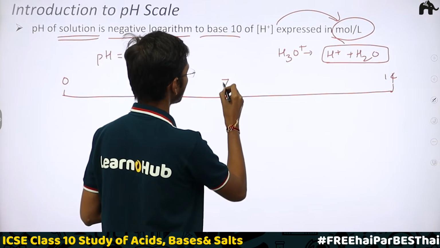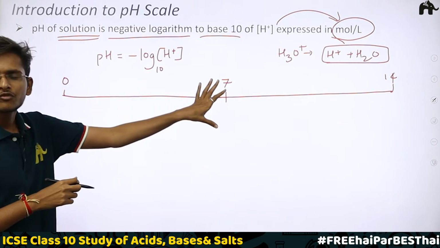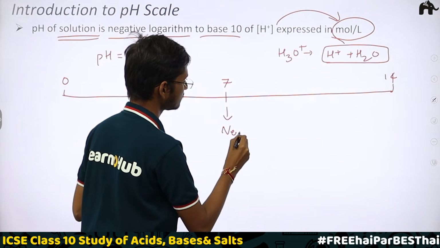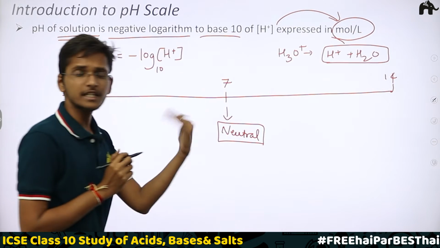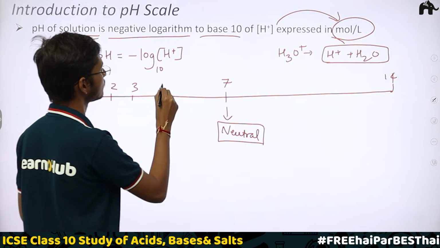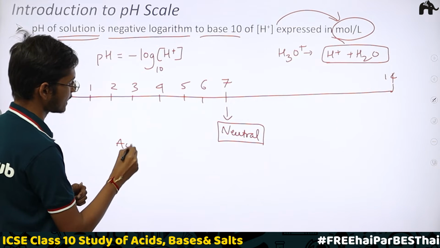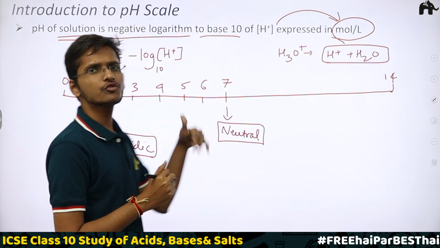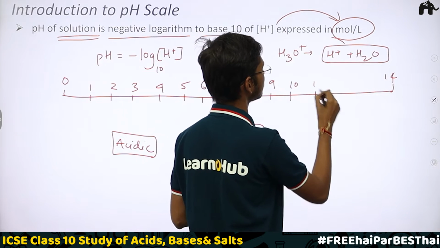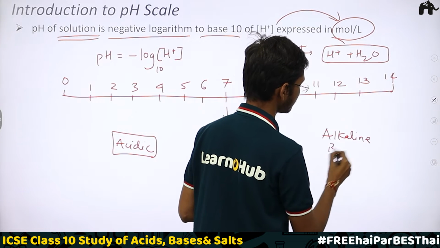Now, at the center, don't mind if I haven't hit the center of this line, there would be 7, right? If the particular solution's pH is 7, we say that solution is neutral. If the particular solution's pH is less than 7, suppose 1, 2, 3, 4, 5 or 6, we call that solution an acidic solution. And if the pH is, you would have guessed it, 8, 9, 10, 11, 12, 13, that solution is an alkaline or basic solution.